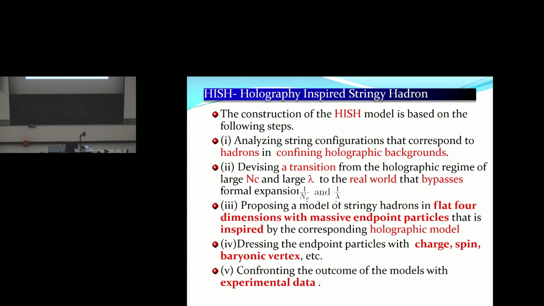So instead, I bypass this issue, and I propose a stringy model in flat four dimensions. You will see it is characterized by these massive endpoints, and in general by the fact that at the endpoints of the strings there are particles, which have mass, electric charge, spin, sometimes a baryonic vertex, and so on. The key issue in this game is number 5, which is the confrontation with the PDG. I think that we have to be directed by experimental data.